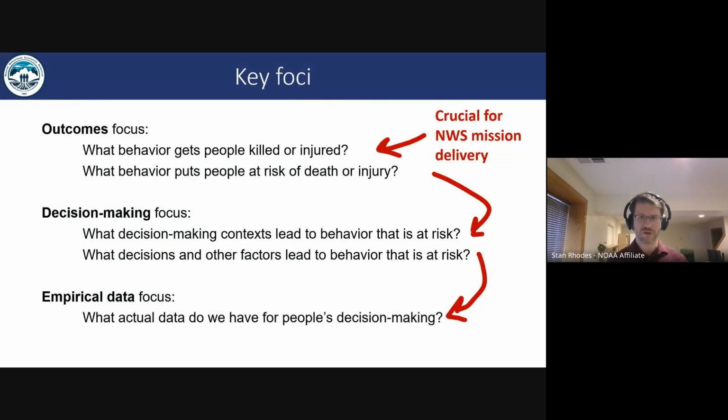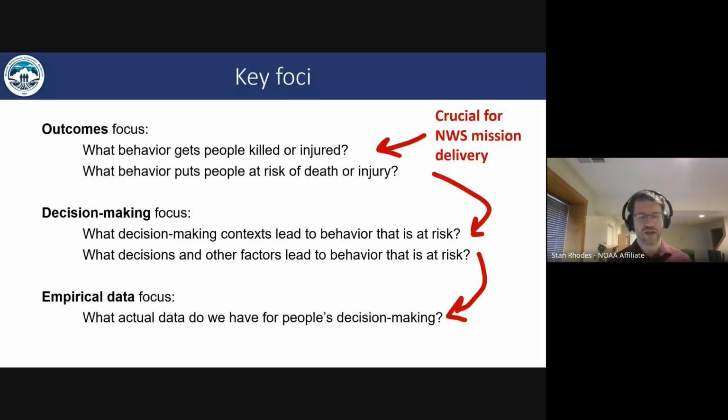So our key foci, of course, go back to our academic alignment with the Weather Service mission, in particular protecting lives, property, and enhancing the economy. We have a real outcomes focus in our group, and so the outcomes we care about in this case are why people are dying and what behavior is putting them at risk. If we're going to care about that, we need to start looking at decision making. What are the contexts? What are the factors that lead to behavior that is putting people at risk?